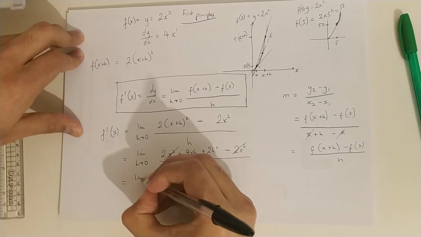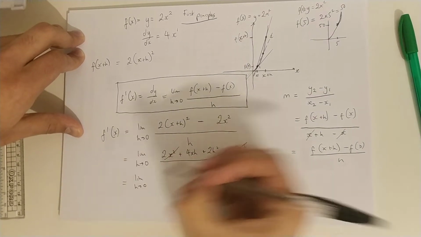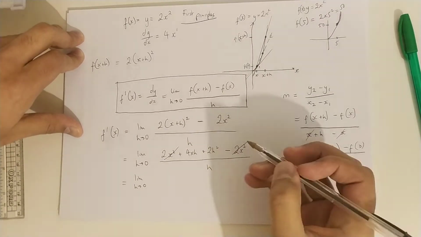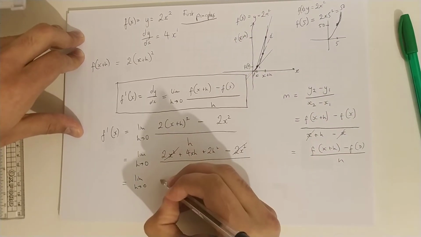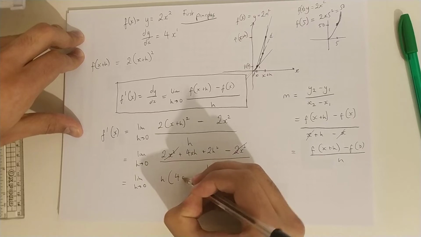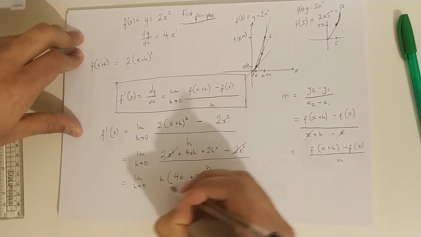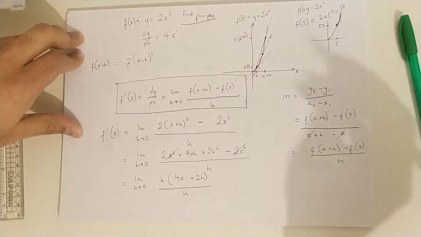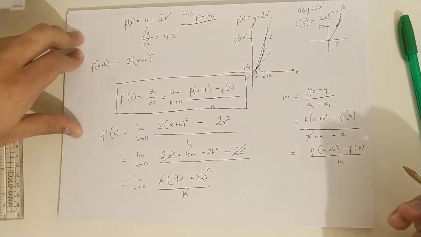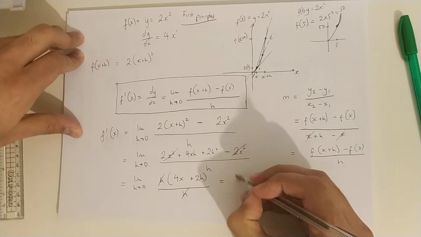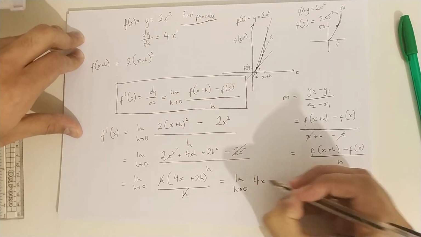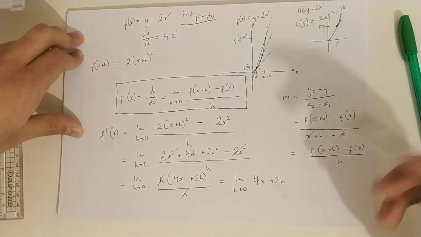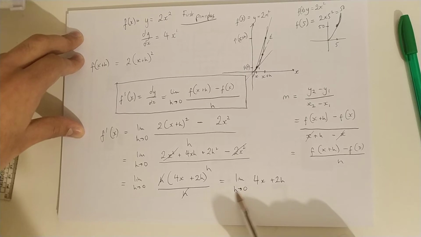So I'm left with the limit. I can factorize an h there. I'm not going to bother about taking out a 2, I don't really care about that at the minute. 4x plus 2h, divided by h. That can go away with this guy. Limit as h tends towards 0 of 4x plus 2h. And at this point now, I can substitute in h equals 0.